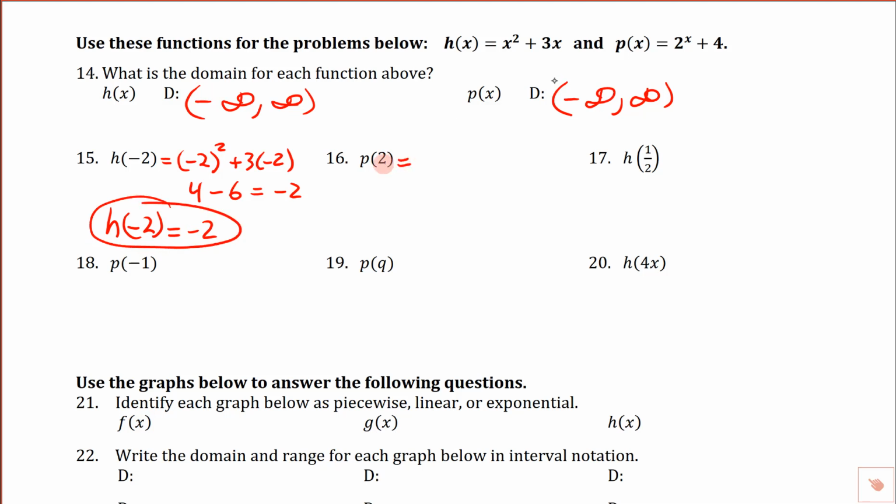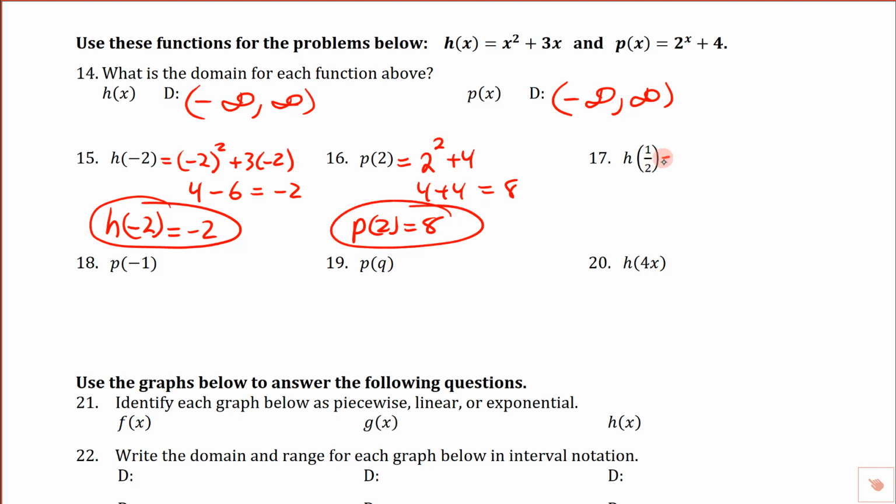So we're going to put a 2 wherever there's an x in that one. So this is going to be 2 to the second plus 4. 2 to the second, that's 2 raised to the second power. That's 2 2's. So that's going to be 4 plus 4, so we end up with 8. So p of 2 is equal to 8.